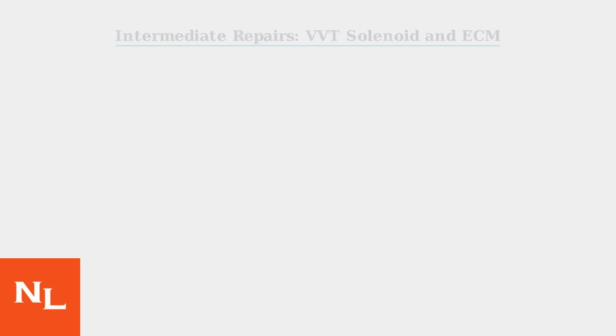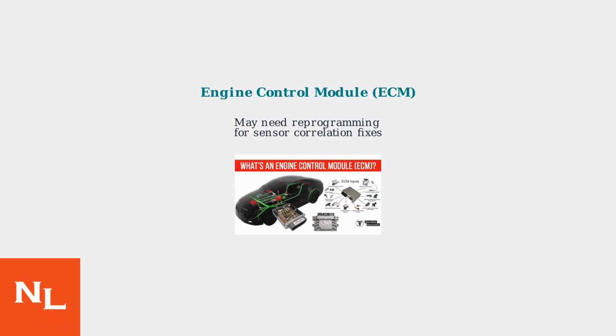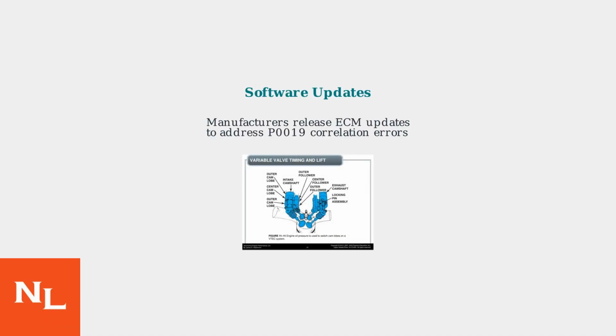When basic fixes fail to resolve the P0019 code, intermediate repairs focus on the VVT solenoid and engine control module. A faulty variable valve timing solenoid on bank 2 can prevent proper camshaft phasing, causing the correlation error. Replace the solenoid if it's stuck or malfunctioning. If solenoid replacement doesn't fix the issue, the engine control module may need attention. Reprogram the ECM to address sensor correlation problems. In rare cases, full ECM replacement may be necessary. Always ensure the ECM runs the latest software version, as manufacturers release updates to fix timing issues.